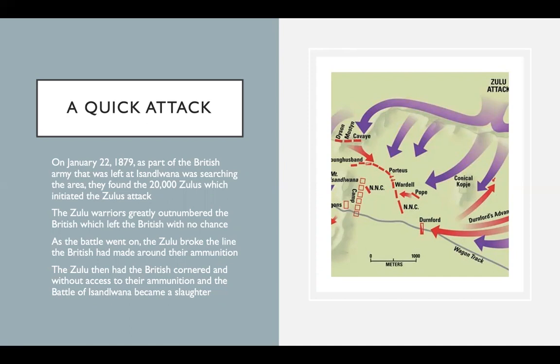The British continued to fight until the end, but the Battle of Isandlwana became a slaughter. The Zulu were killing British left and right, and in the end, only 371 of the 1,300 British troops survived. The battle only lasted 2 days.